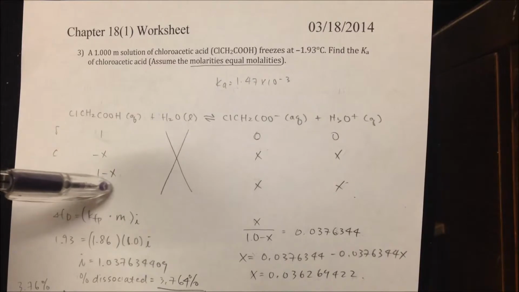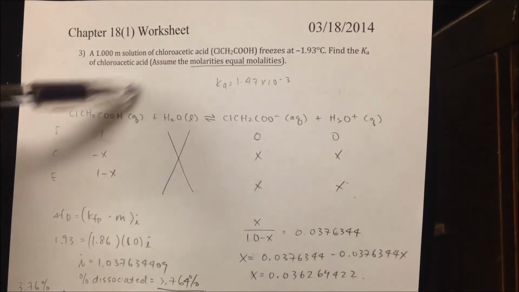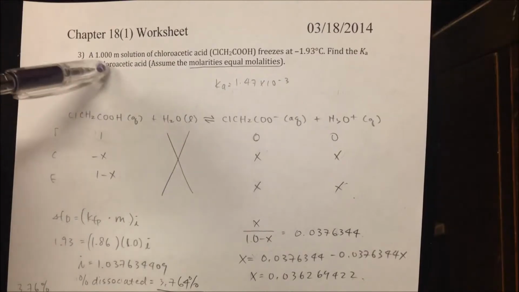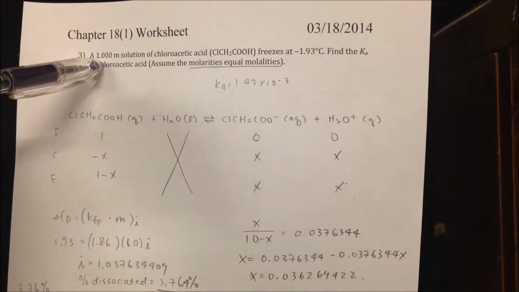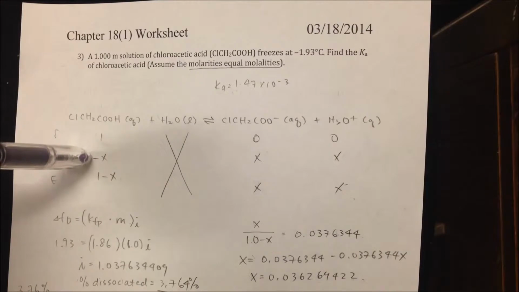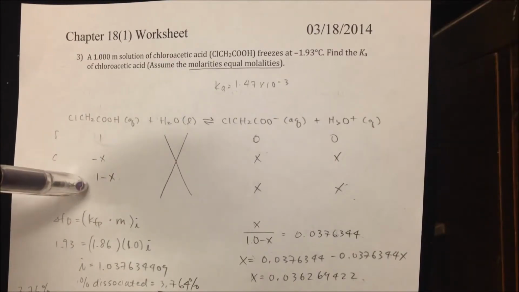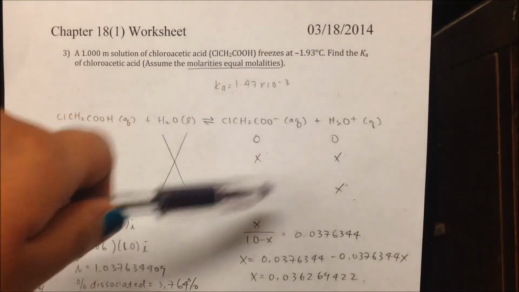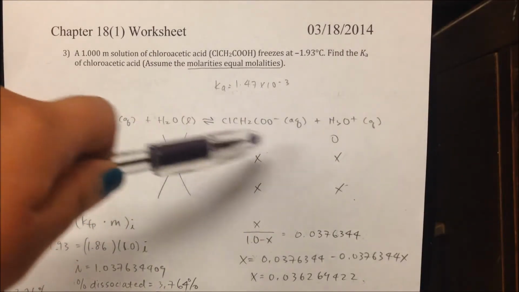So we write down what we know, and we assume that molality equals molarity. So we just assume that it also equals 1 mole per liter. So anyway, we start with 1, and change is negative x, and 1 minus x is your equilibrium. Same with that one and that one. Make sure everything's balanced. Yep.